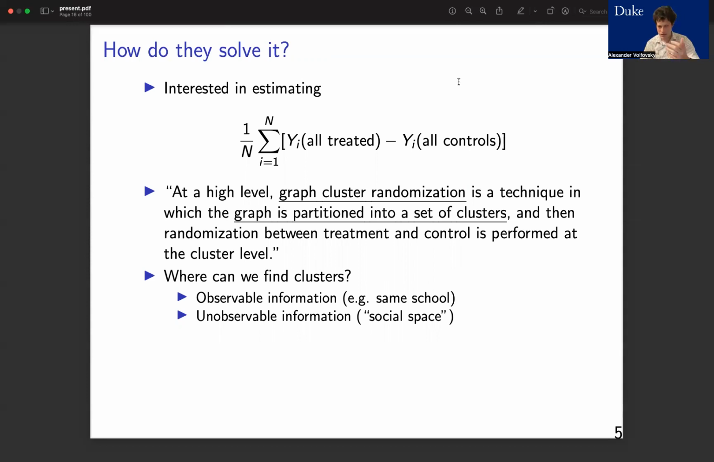And so what they do in this graph cluster randomization technique is they cluster the graph in a particular way, and then they assign a whole cluster to a particular treatment. You can think about each of these clusters as a microcosm of the whole network. We're going to come back to this and we're going to try to inject a little bit more structure, maybe based on observable or even unobservable information, in order to improve this experimental design even more by thinking about what kind of networks we're dealing with.